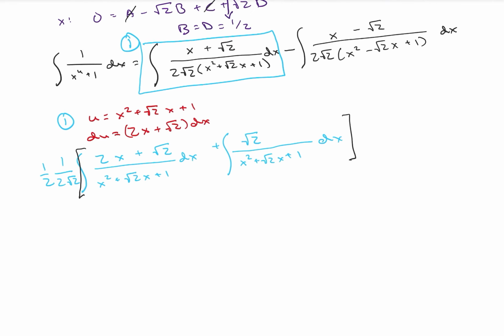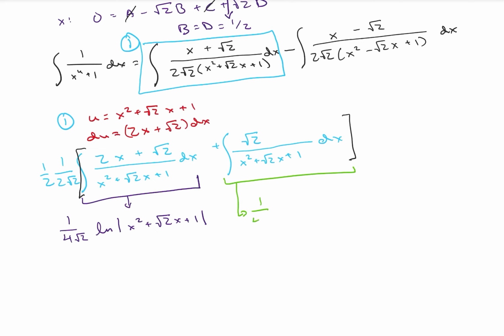Because of the way I formed this using the u substitution, this left integral is just going to be 1 over 4 root 2 times the natural log of x squared plus square root of 2x plus 1. That's just how I built it. So now I just have to worry about the right integral, which is 1 over 4 root 2 times the integral of root 2. Since I have a squared term and just a constant in the top, I'm thinking that trig sub is probably the way to go.